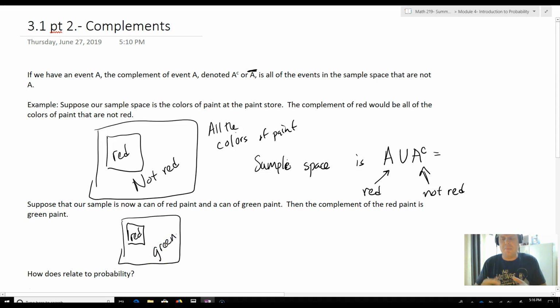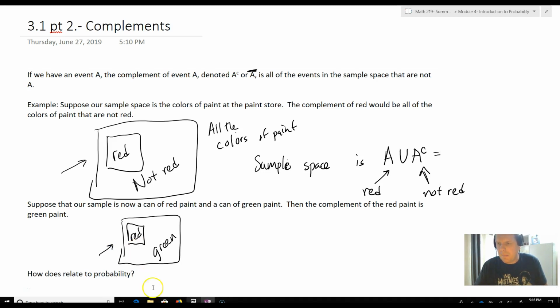So this kind of shows up a lot in things like, either you like Pepsi or you don't like Pepsi, or you are in a statistics class or you're not in a statistics class. These are called binary decisions or binary choices. And they're binary because you either have one or you have the other. In our first example here with the paint store, we actually have a lot of different choices. But in the case of our second one, we're going to have one or the other. We're either going to get red or we're going to have green.